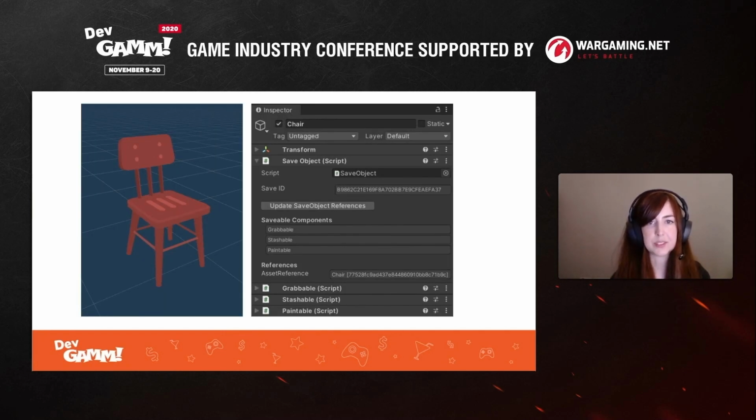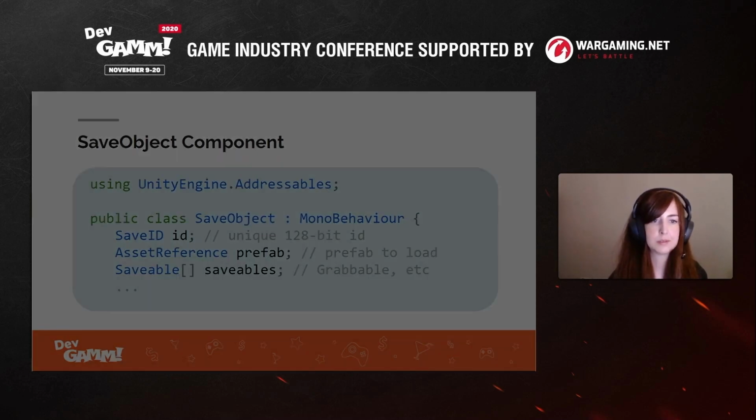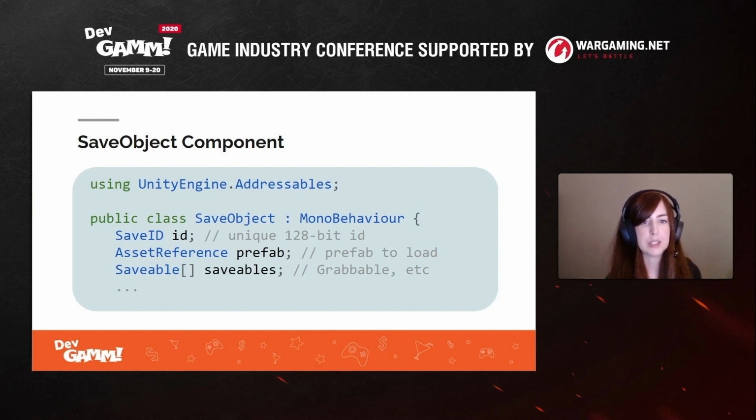Let's continue with the rest of the save system. This is an example of what a prefab might look like in our game. The object has a component called SaveObject, which in turn has references to 3 other components: grabbable, stashable, and paintable. Those 3 components all inherit from a base class called Saveable, which means that they want to save some data in the save file. This is what the beginning of the SaveObject component looks like.